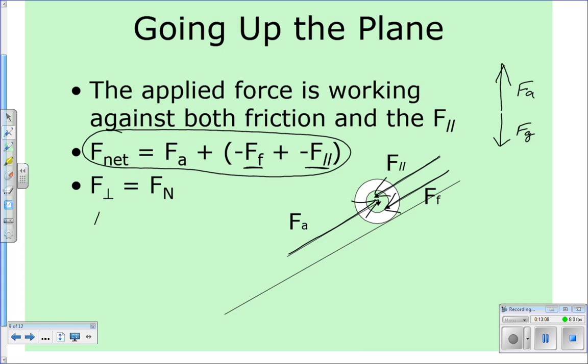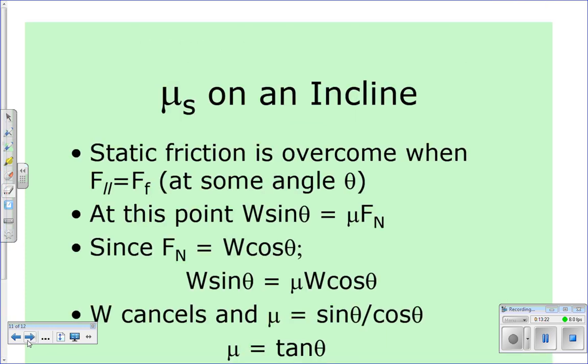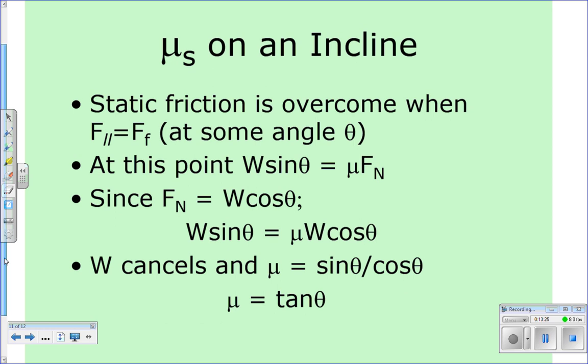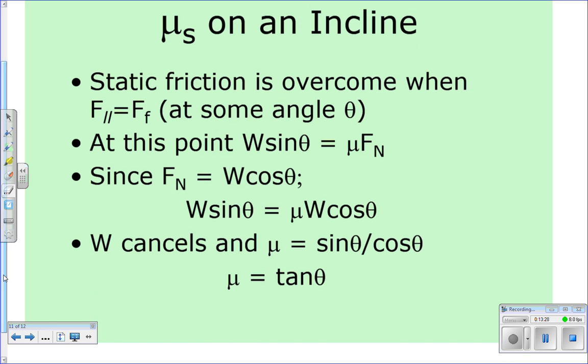And once again, force of friction is equal to mu times Fn, and Fn is equal to the perpendicular component of the object's weight. We'll do the example problem in class. And lastly, we're talking about friction on an inclined plane. Now, mu s, when we put a little s under it, that's talking about static friction, how much friction there is before the object starts to move.